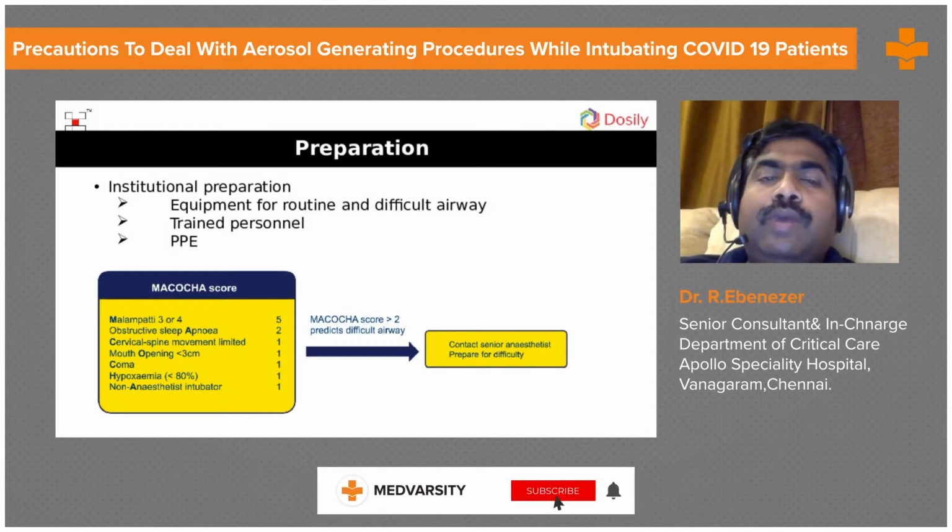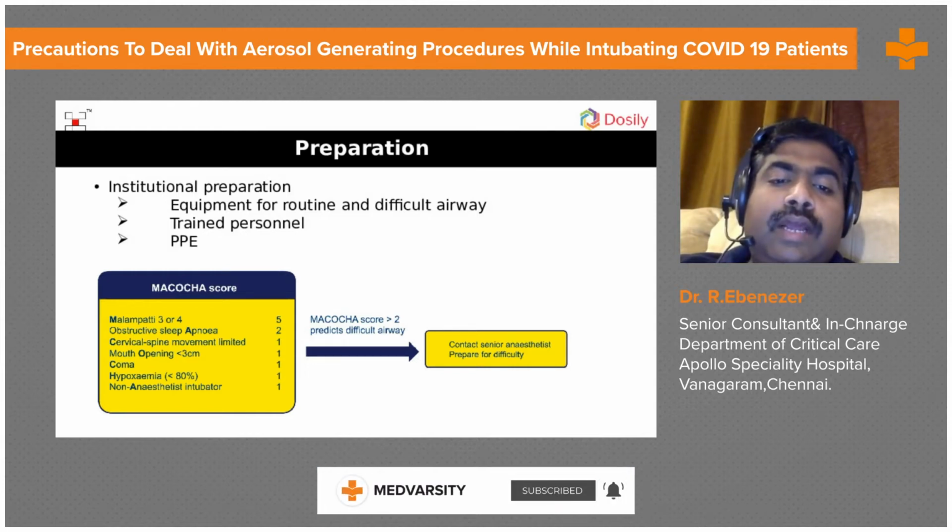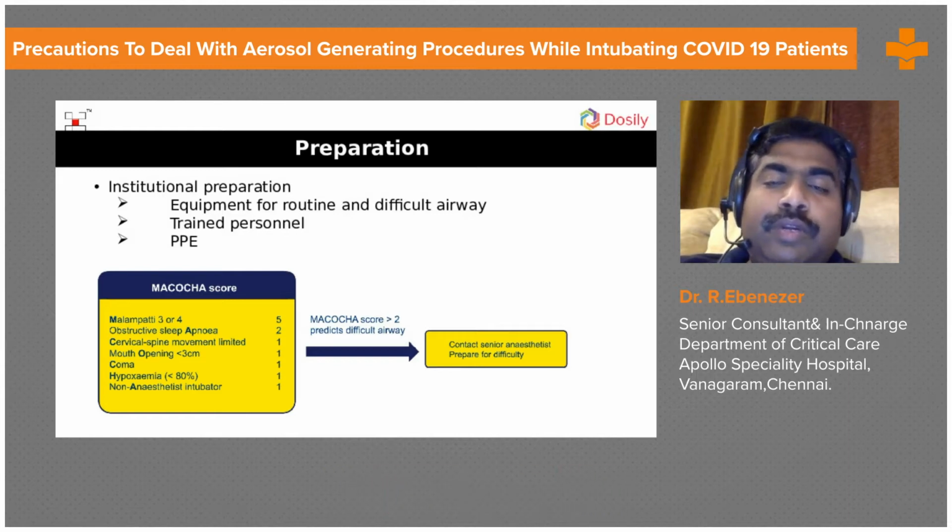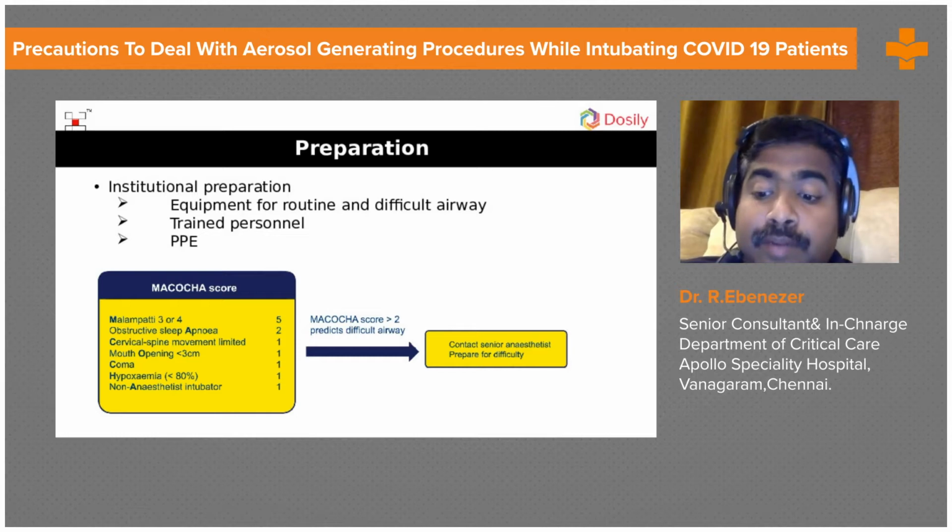And you can always look at the Mallampati score. If the score is more than 2, it predicts a difficult airway. Please contact a senior anesthetist and prepare for difficulty.